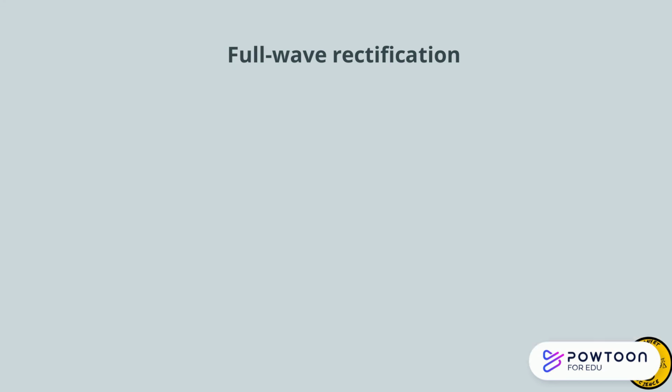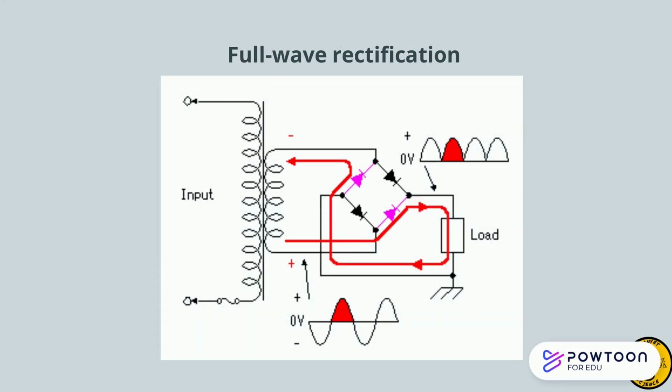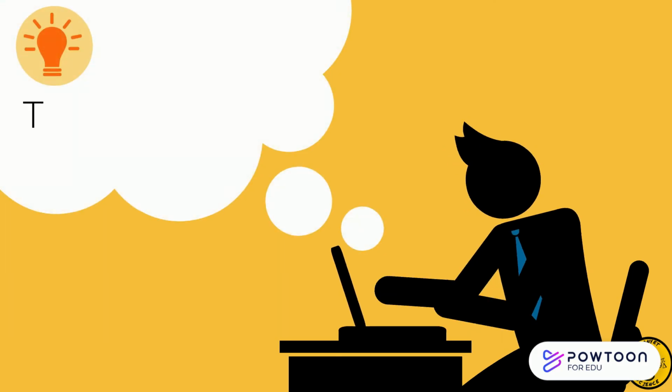Full-wave rectification. A process where both halves of every cycle of an alternating current are made to flow in the same direction. This lesson will be continued in part 2.